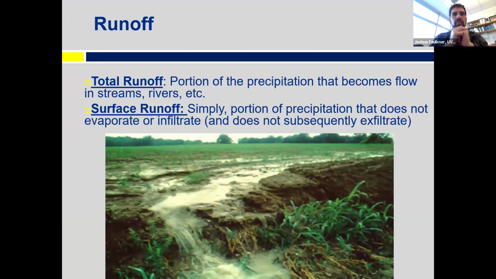Okay, so runoff. As a hydrologist, it's important to differentiate between the two ways runoff is used. At the watershed scale, that's often called total runoff, and that's what comes out of that watershed in surface waters, rivers, and streams. But for our purposes, related to soil health and agricultural fields and edge of field runoff, we're talking about surface runoff.